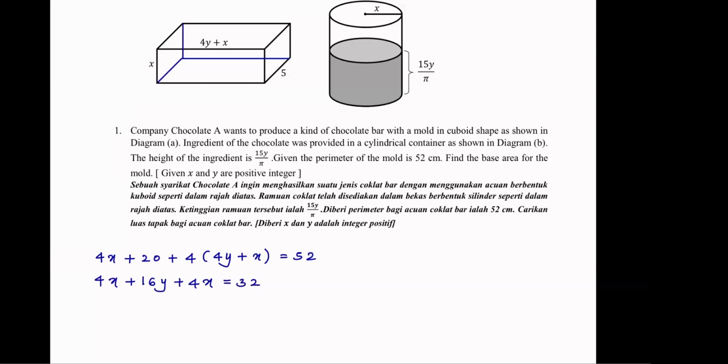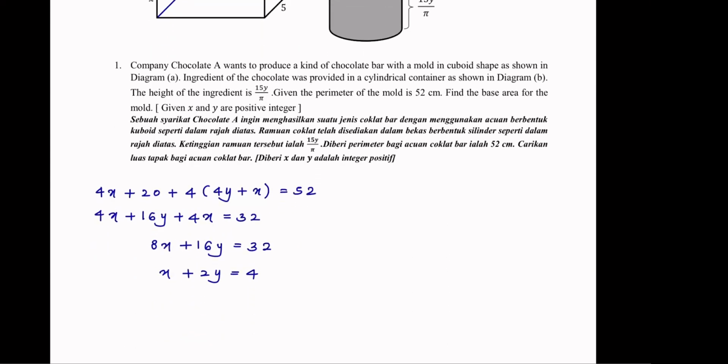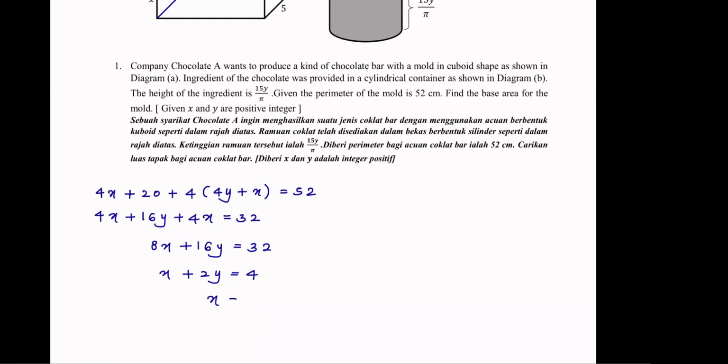So can I just straight away factorize this equation? Can. So you want to divide everything by 4, right? So this is 8X plus 16Y equals to 32. So divide everything by 8, you get X plus 2Y equals 4. So you want to make X into a subject, easy also, right? X equals 4 minus 2Y. So get this equation 1. Okay, stand by this.